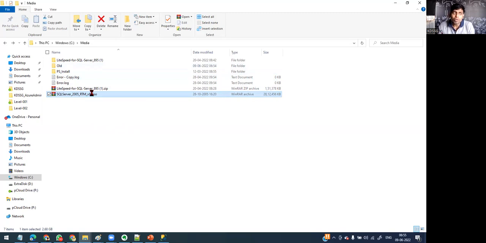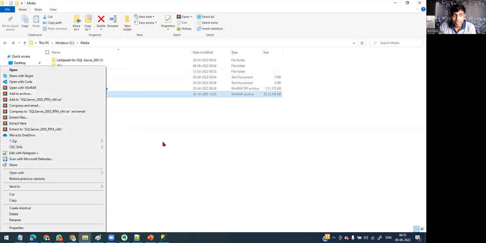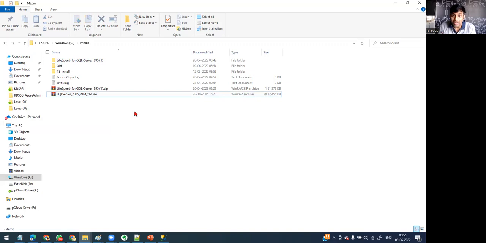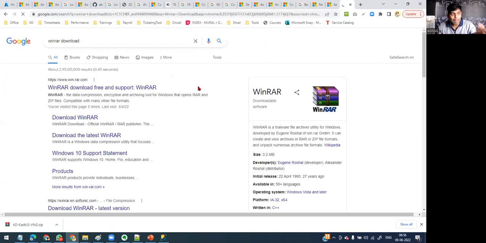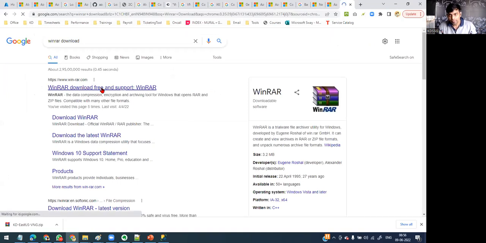So you can right click on the ISO file. By the way, you need to install a software called WinRAR in your system. WinRAR or WinZip, some zipping software you have to have. So go to Google and search for WinRAR. First, your laptop should have WinRAR software once you get the media, I'm saying. So download WinRAR, install it.